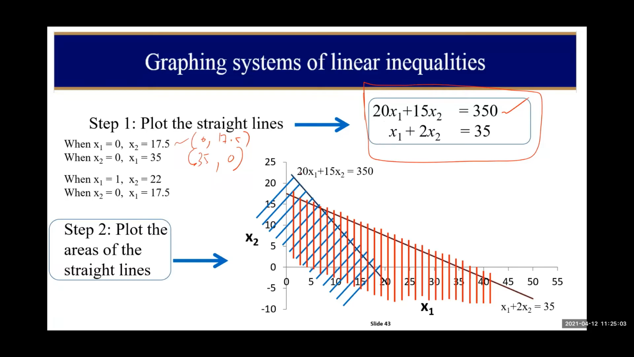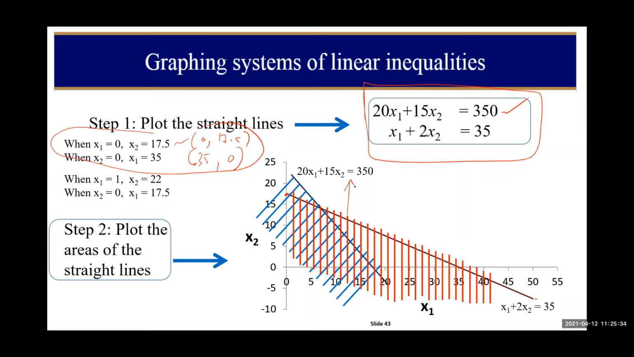17.5 is somewhere here. And that for, okay, this is what I'm looking for. Good. Then the next one says 35 and what? 0. This is 35, 0. So I join these two points to give me this. This is what I have here.